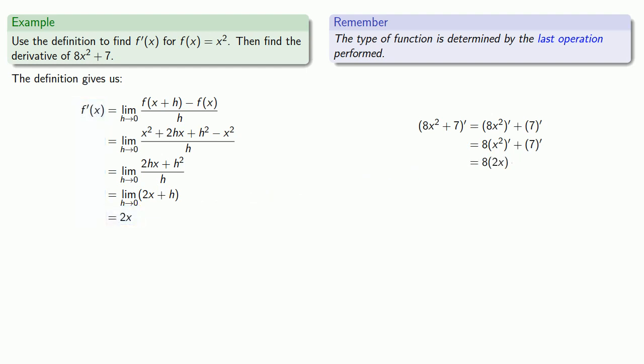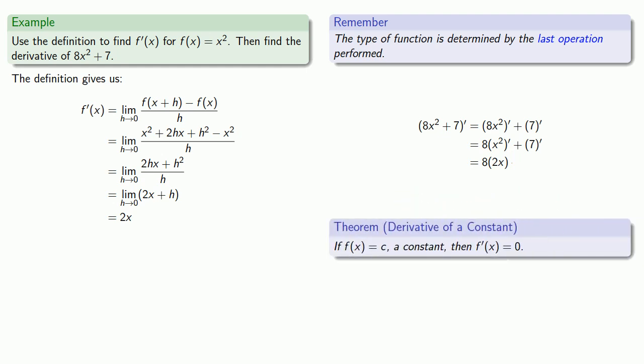So what's the derivative of 7? Since 7 is a constant, the derivative is going to be 0. And we can do a little bit of algebra to find our derivative.